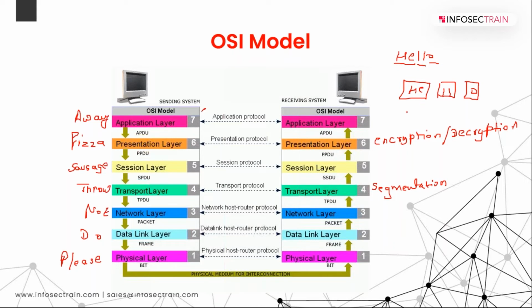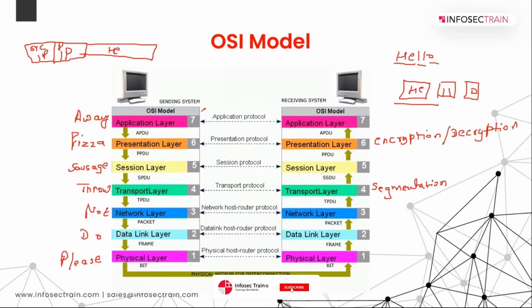Then one segment reaches your network layer. In the network layer, what happens? Your IP address is added, right? How does it look like? It looks like this. We have HE over here, and we have the IP address attached to it. There are two IPs, your source IP and destination IP. Your source IP and destination IP are attached, and then it is forwarded to your data link layer.